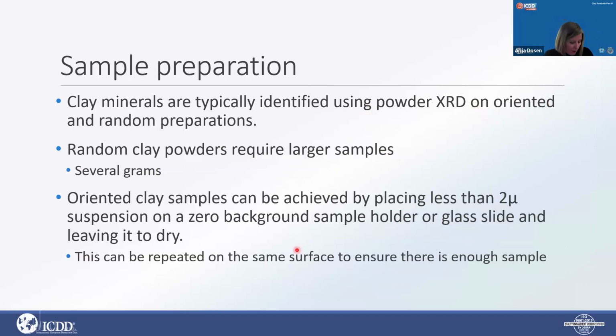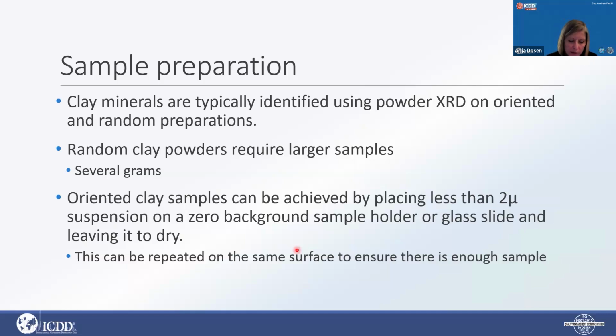So once we have the clay fraction, we're going to move on to the second stage of sample preparation and then sample analysis. We know that there are many difficulties here. If we're looking at pure clays, we just want to look at the different clays that are present. We want to look at oriented and random samples. Random clay powders require a larger sample quantity, and oriented samples can be achieved fairly easily.